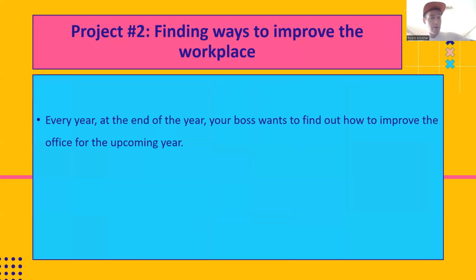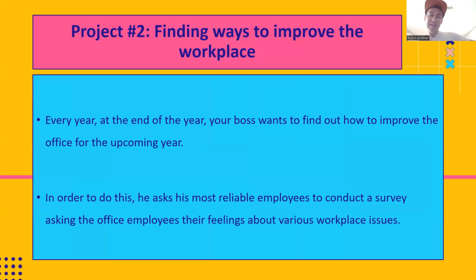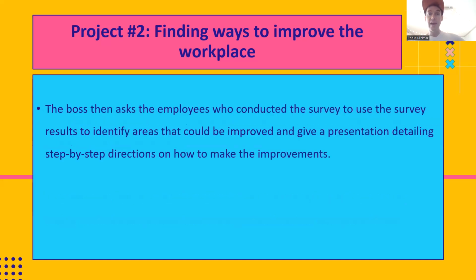Every year, at the end of the year, and we're getting close to the end of the year, your boss wants to find out ways to improve the office for the upcoming year. In order to do this, he asks his most reliable employees, you, to conduct a survey, asking all of the other employees about their feelings related to various workplace issues. The boss then asks the employees who conducted the survey, once again you, to use the results to find areas that could be improved, and then give a presentation detailing step-by-step directions on how to make improvements to solve those problems and make a better workplace.